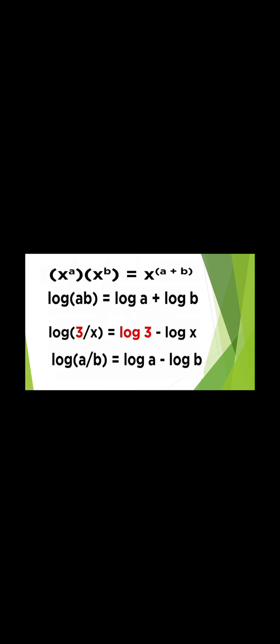Next, we can remember that x to the a to the b equals x to the a times b. The corresponding property for logs tells us that log of x to the a equals a log x. So, if we have log x squared, that is the same as 2 log x.